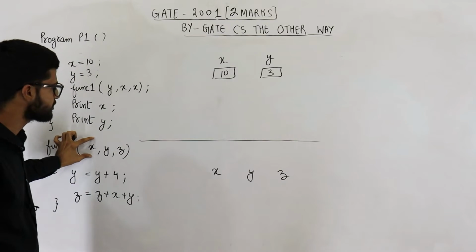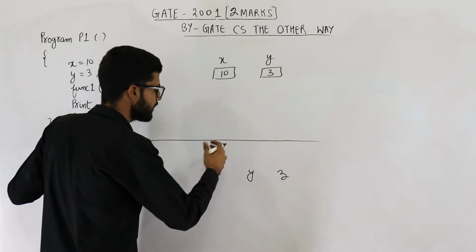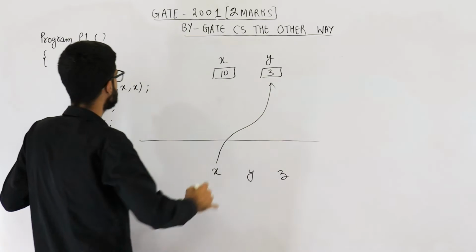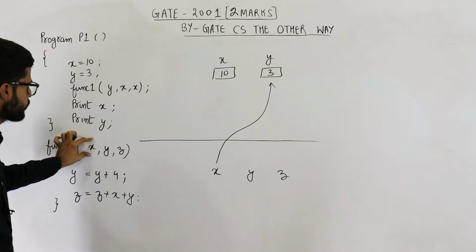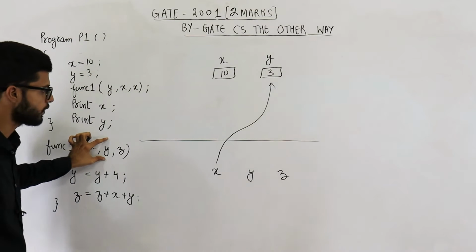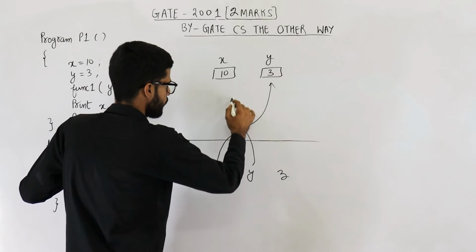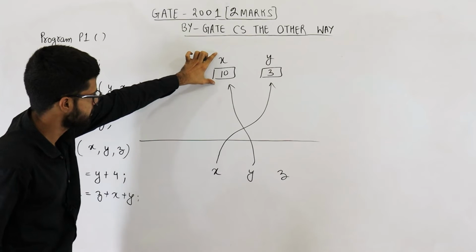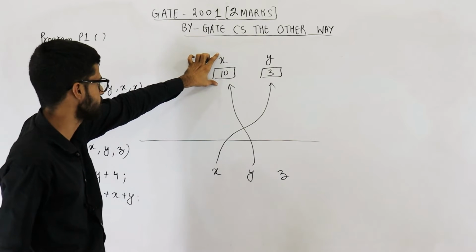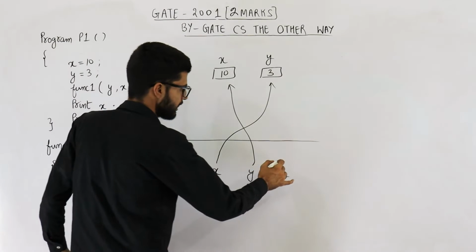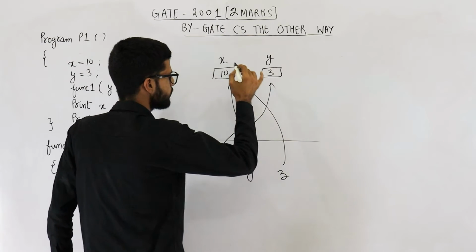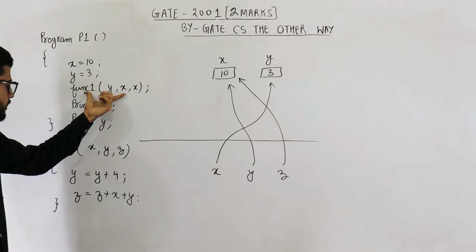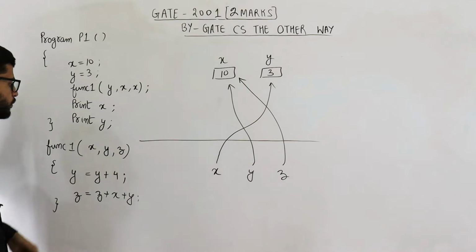Address of y is passed to x. So x will behave like a pointer and contain a reference to y. Address of x is passed to y, so this y will point to x. Similarly, the address of x, that means this memory location's address, is passed to z. So z will also contain a reference to this memory location only. Now, because this function call is made, control will go here and this line will be executed.